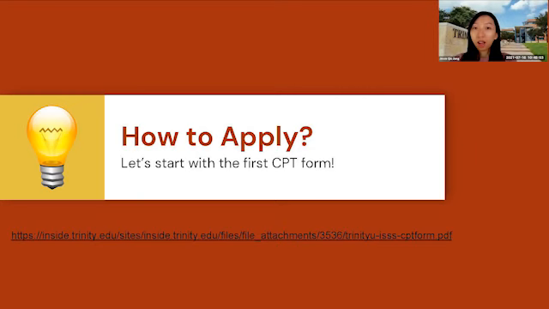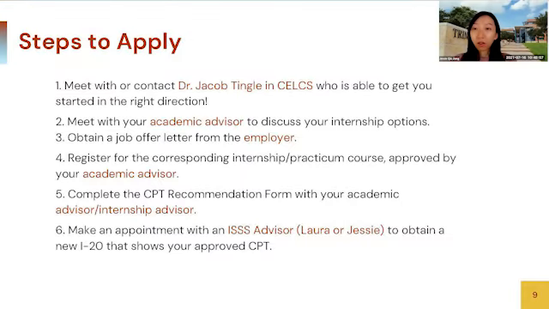How to apply for CPT? You will learn the process in this PDF, but here is a set of simple steps for you. We have a contact in the CELSIS, the Experiential Learning Center and Career Services, for you to be able to sign up for an internship class through them. Actually, this contact person, Dr. Jacob Tingle, is no longer working in CELSIS. He is back to academic teaching, but contact the CELSIS.